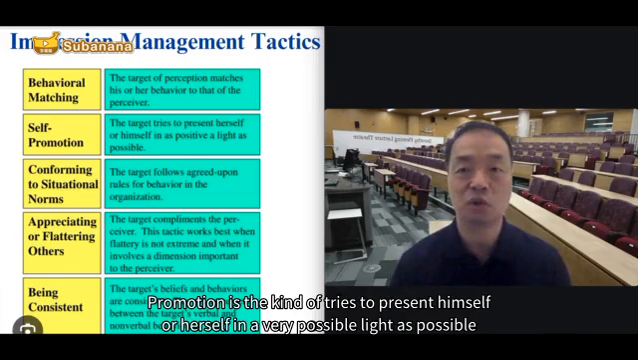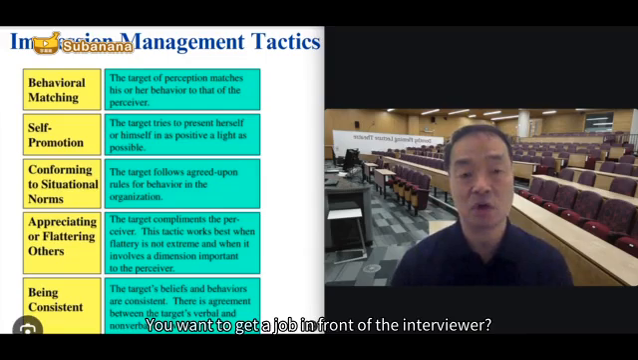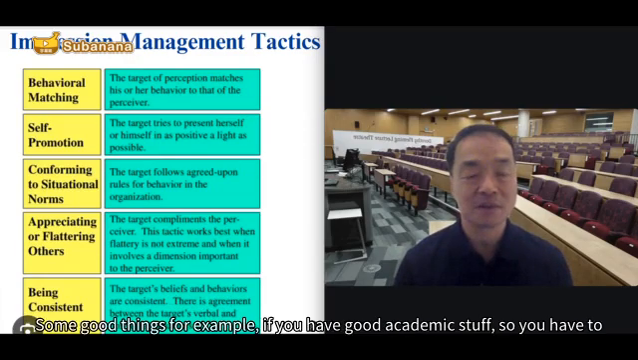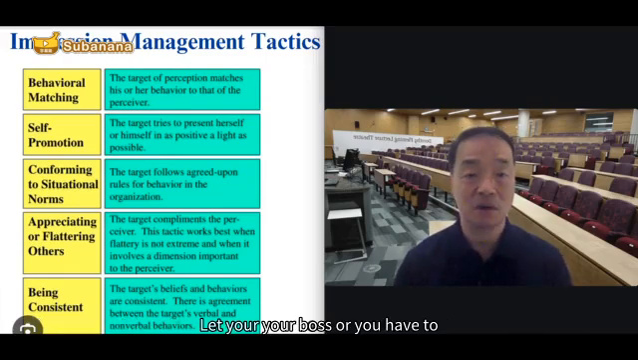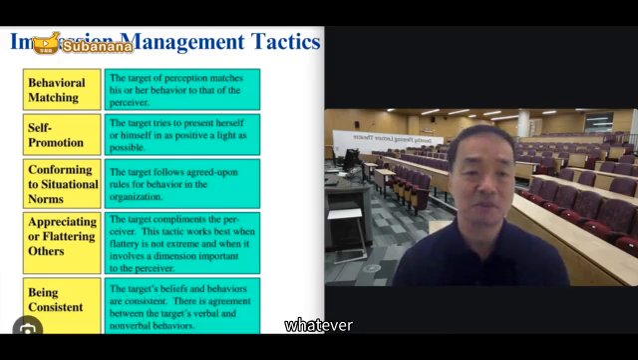Self-promotion means the person tries to present himself or herself in as good a light as possible. For example, in front of your boss, or if you want to get a job, in front of the interviewer, please try to present something you are really capable of, some good things. For example, if you are good at academic stuff, you have to remind your boss you actually graduated from a very nice university, or you got a first honor degree, whatever, right?